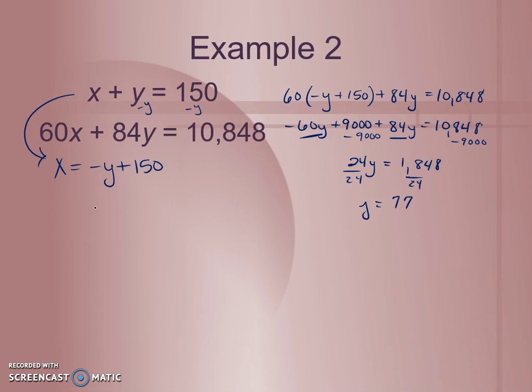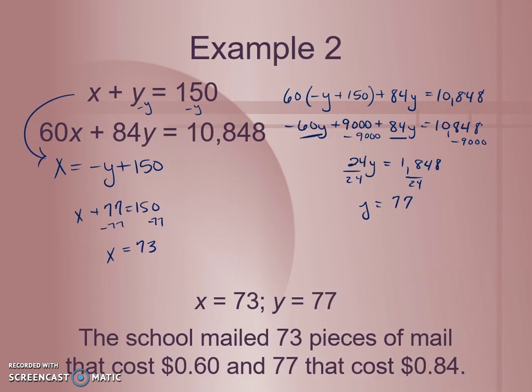Then I can just come back to my x plus y. Well, x plus 77 equals 150. I can just subtract 77 from each side, and I get x equals 73. So whenever I go back in there, I can say that I had x, or 73 pieces, mailed at 60 cents a piece, and 77 pieces of mail mailed at 84 cents per piece. Obviously, whenever I checked it out, 73 plus 77 does equal 150.